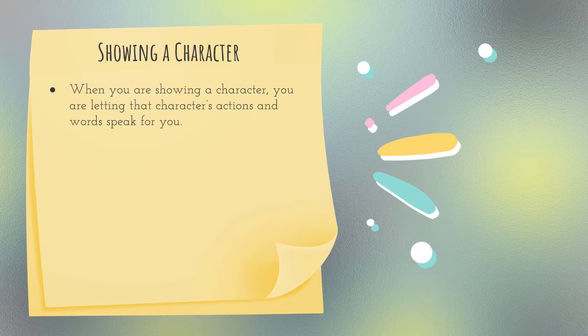When you are showing a character, you are letting that character's actions and words speak for you. So, instead of describing the character, saying they have black hair or whatever, you let their actions and their words describe who they are. Instead of stating that someone has a lot of courage, you show that they have a lot of courage.